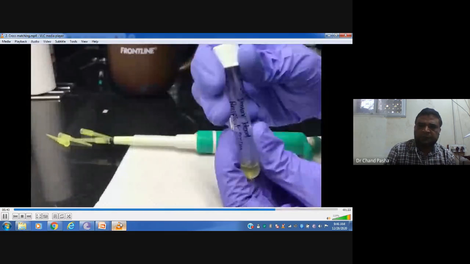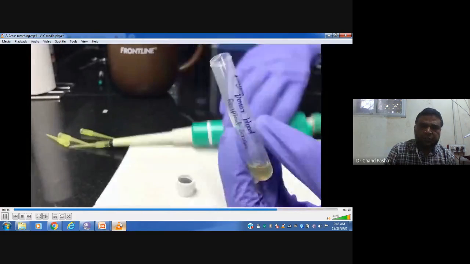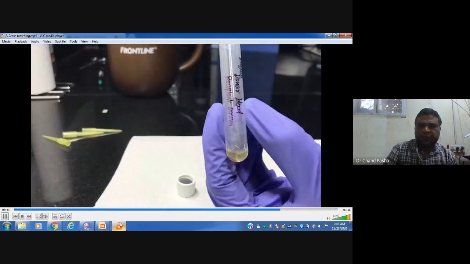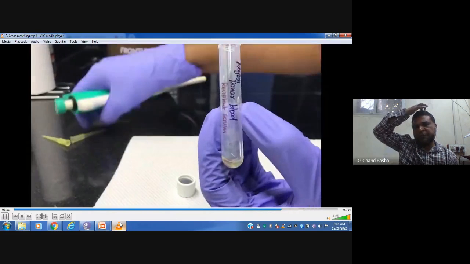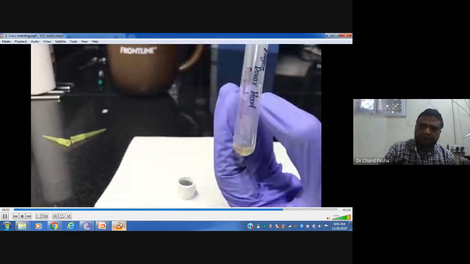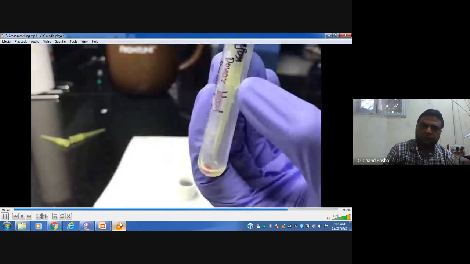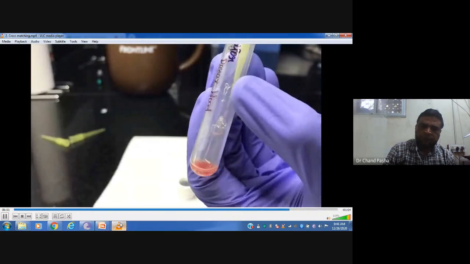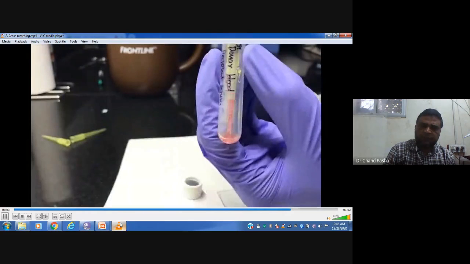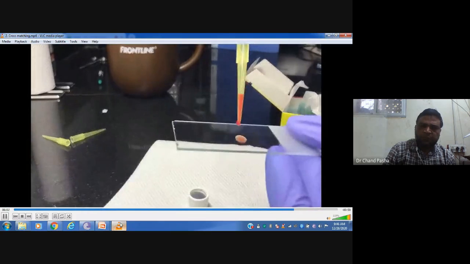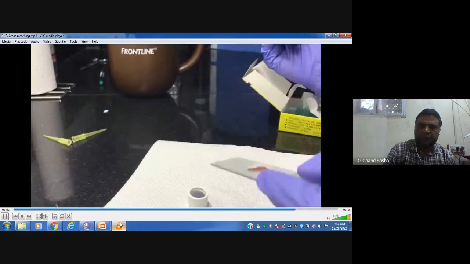Start pipetting out the supernatant until you have a very little supernatant left behind. See, remove the supernatant and resuspend whatever pellet is formed. Start mixing blood and plasma and keep a drop on the examination slides. Put it on the slide. There are two majors, two minors that we are supposed to take.